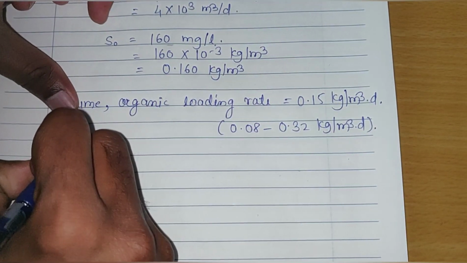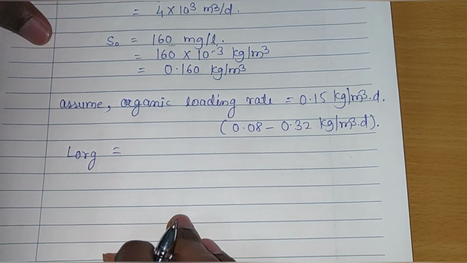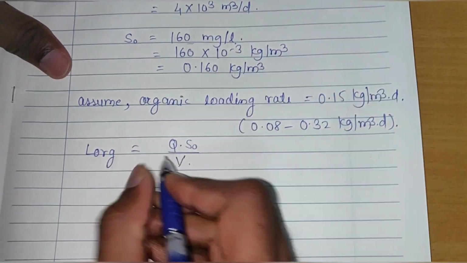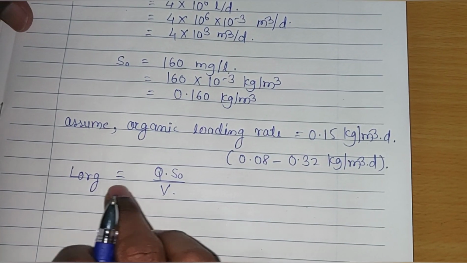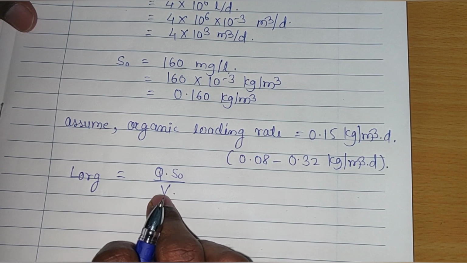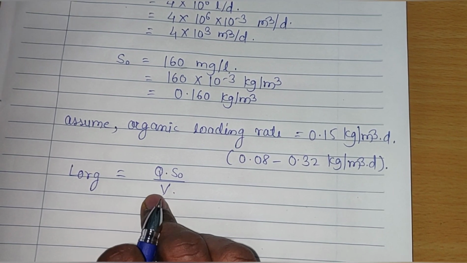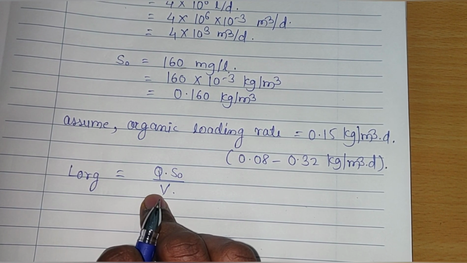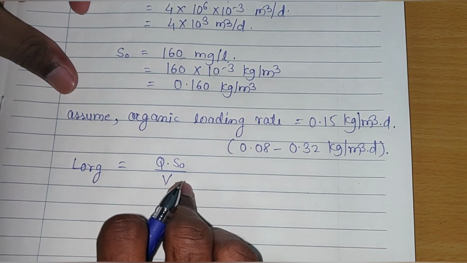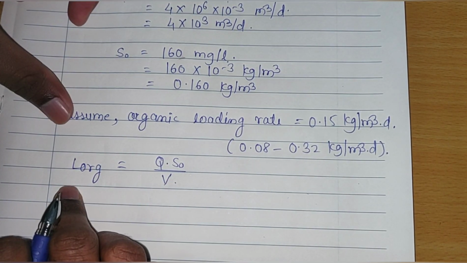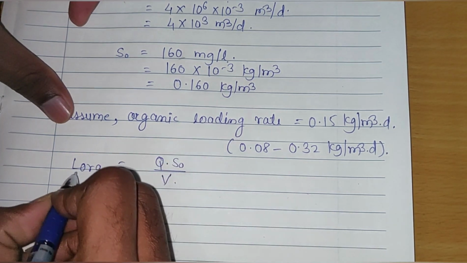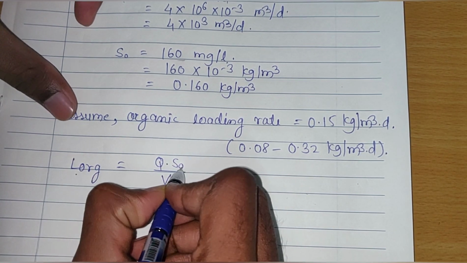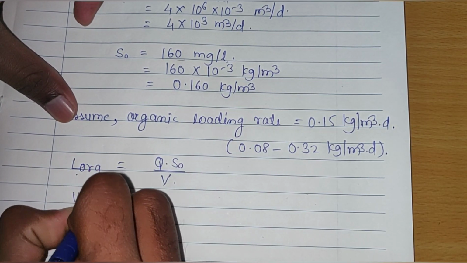The formula for organic loading rate L_org is equal to Q into S0 upon V. From this formula you will get the value of volume. In design we have to find the dimension of the trickling filter. For that, first we have to find the volume. So we use the organic loading rate formula for the determination of volume. In this formula the L_org value is assumed, Q and S0 values are given, so volume can be computed.